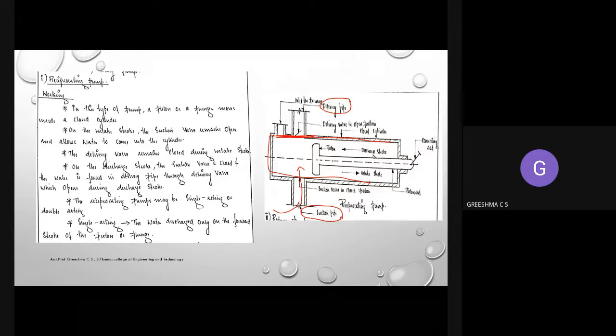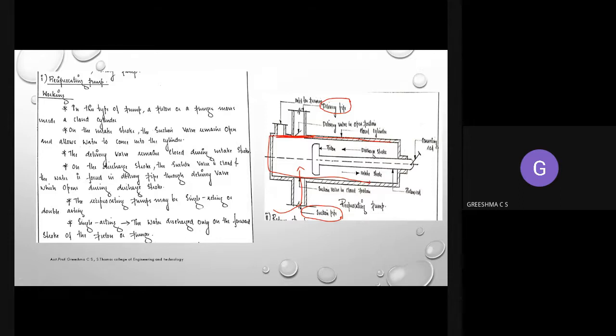So you need highly efficient pumping equipment. That is why, as a continuation, the second portion is that we are studying about pumping. You have to pump the water at very high pressure so as to reach each and every customer.